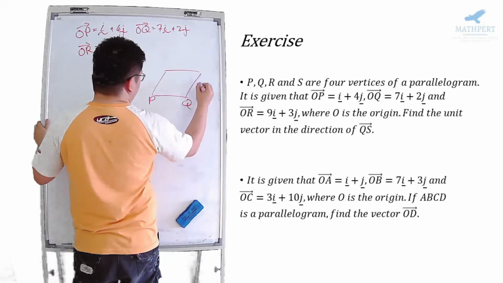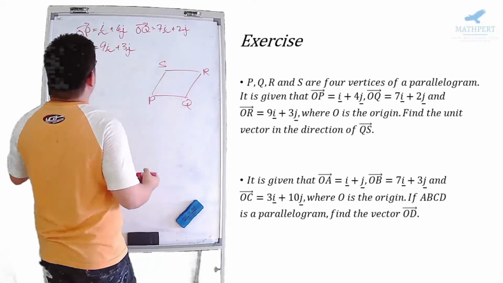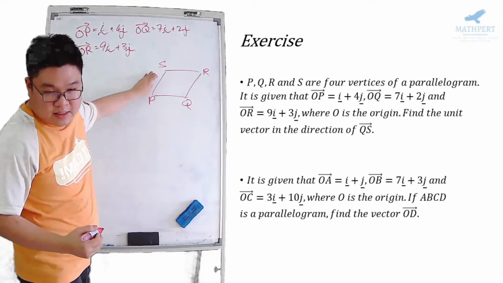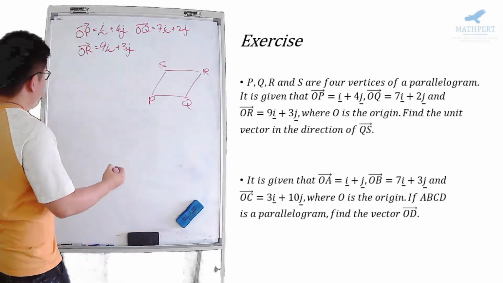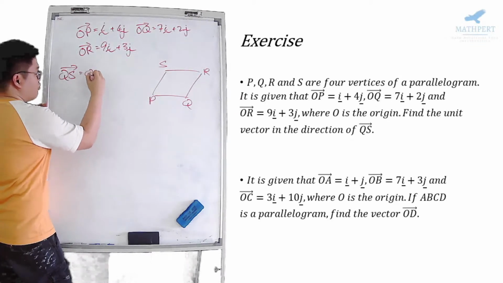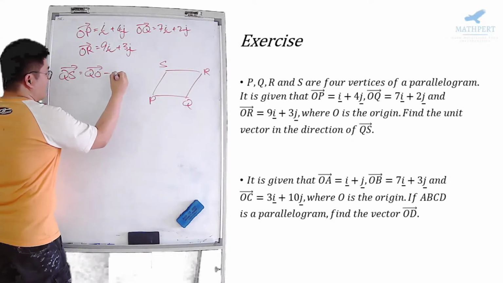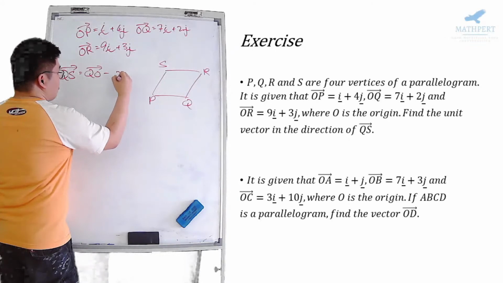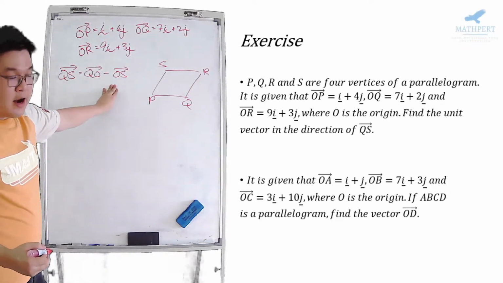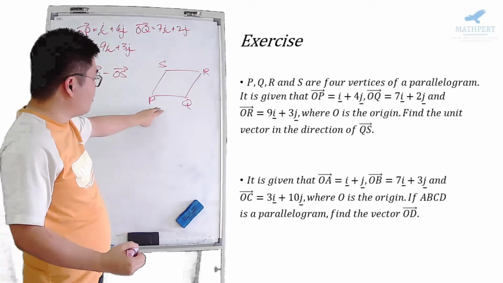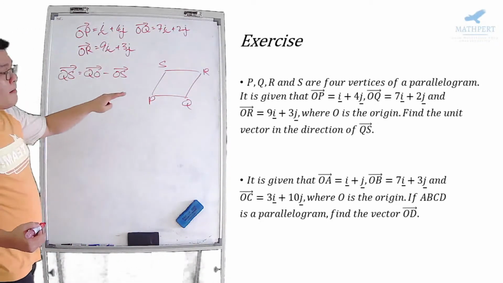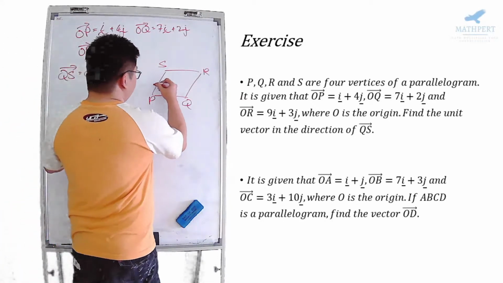P, Q, R, S. We have OP, we have OQ, we have OR. We need to find OS. So QS, we are asked to find QS. QS is QO plus OS. So we need to find OS. Right? So how do I get OS? I have P, I have Q, I have R. So this is a parallelogram.